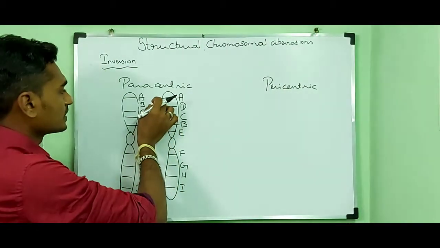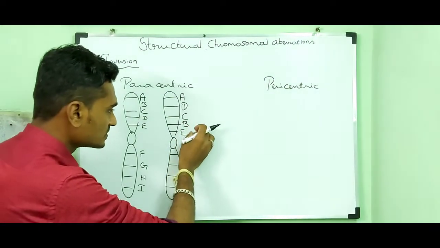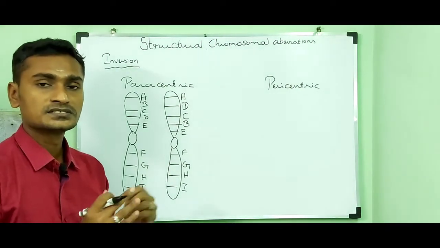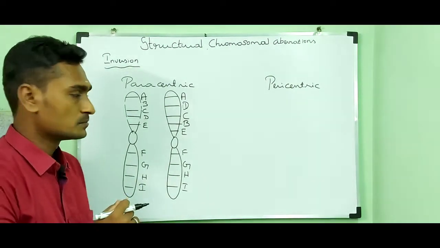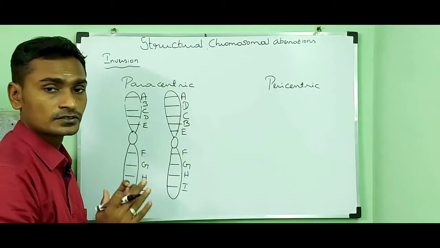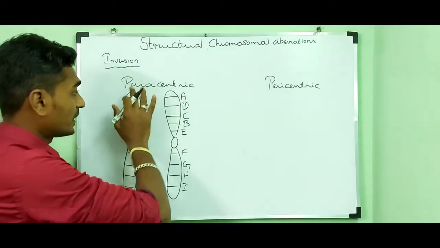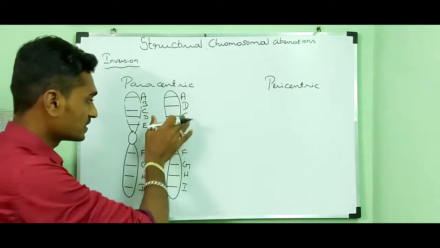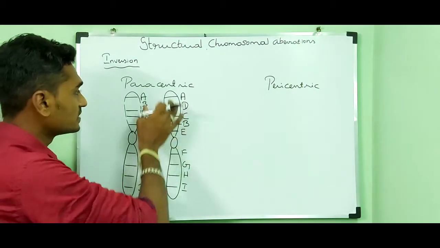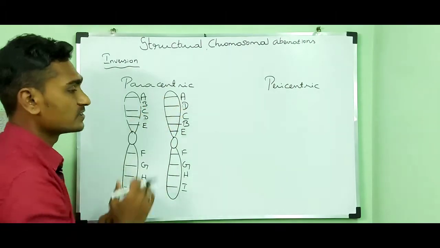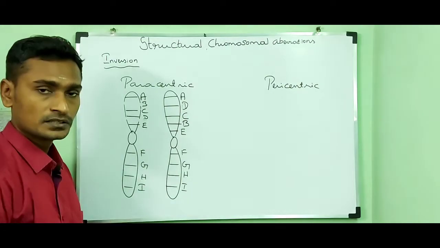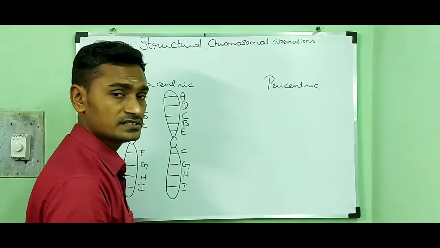Then capital B comes near the centromere, and capital D goes near the terminal portion. So paracentric inversion takes place in the chromosome. That means the centromere is not involved in this inversion. The inversion takes place apart from the centromere, and that process is called paracentric. Then pericentric inversion.